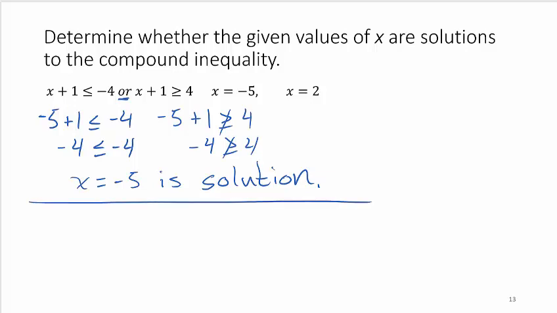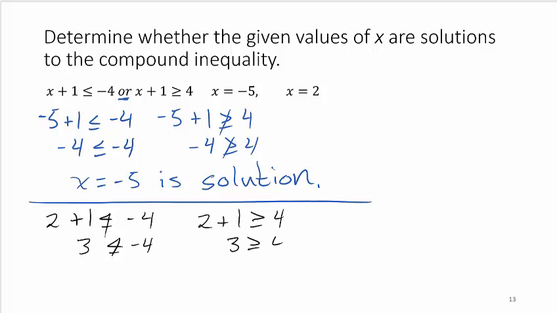Okay, so now let's check 2. 2 plus 1 less than or equal to negative 4. Is that true? Nope, it's not. 3 is not less than or equal to negative 4. Okay, how about 2 plus 1 in the other one? Nope, that's not true either. If it's not true for either one of them, can it be a solution? No. x equal 2 is not a solution.